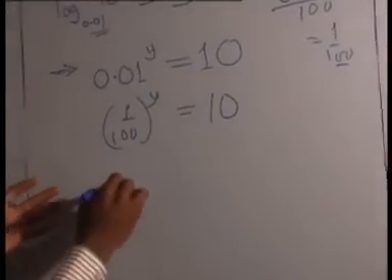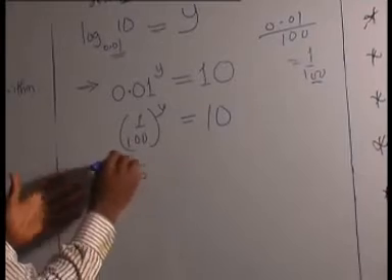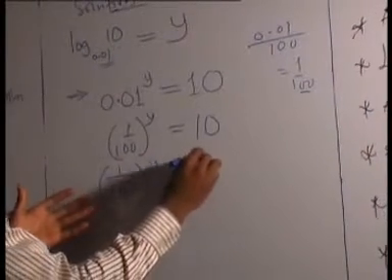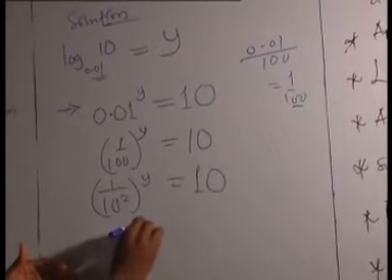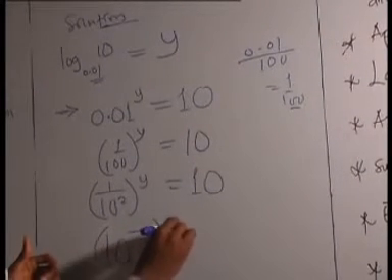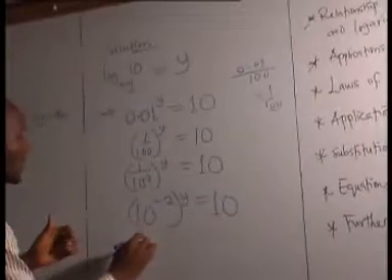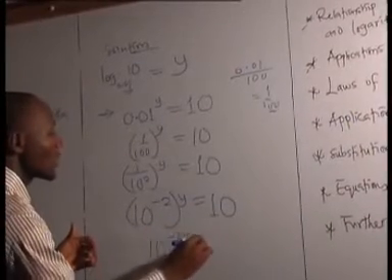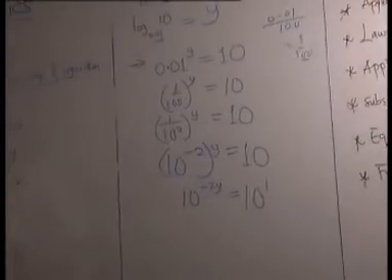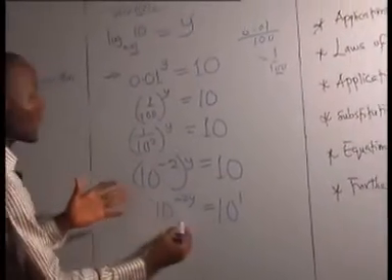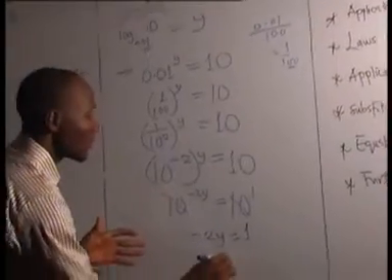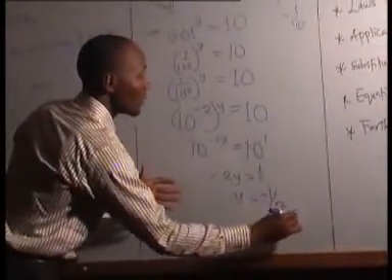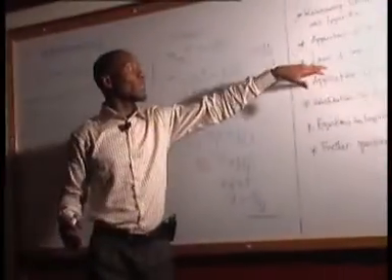This is like 1 over 10 squared, raised to power y, equals 10. 100 is 10 squared. So this is 10 raised to power minus 2, all raised to y, equals 10. So 10 raised to power minus 2y equals 10 raised to power 1. Are we there? Yes. So 10 is going to take care of 10. We have minus 2y equals 1, such that y is minus 1 over 2. So this is the final answer. We'll now be moving to the laws of logarithm.